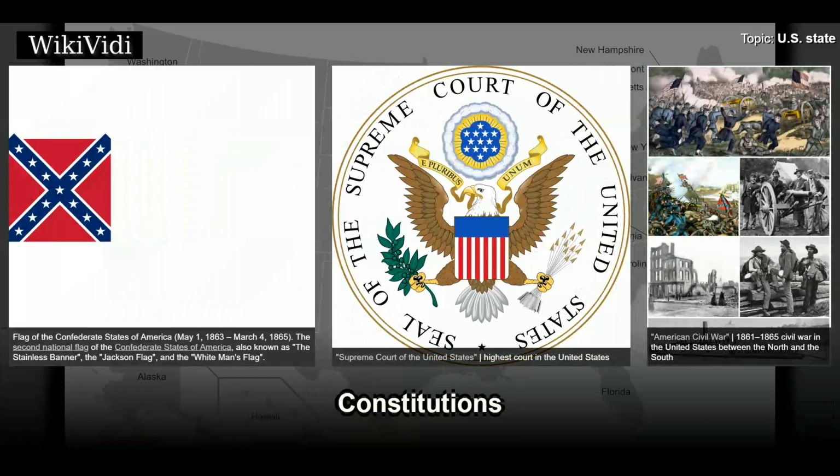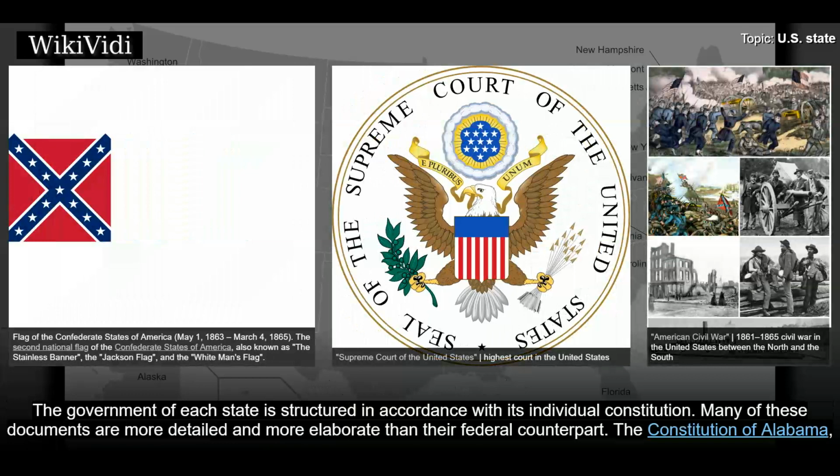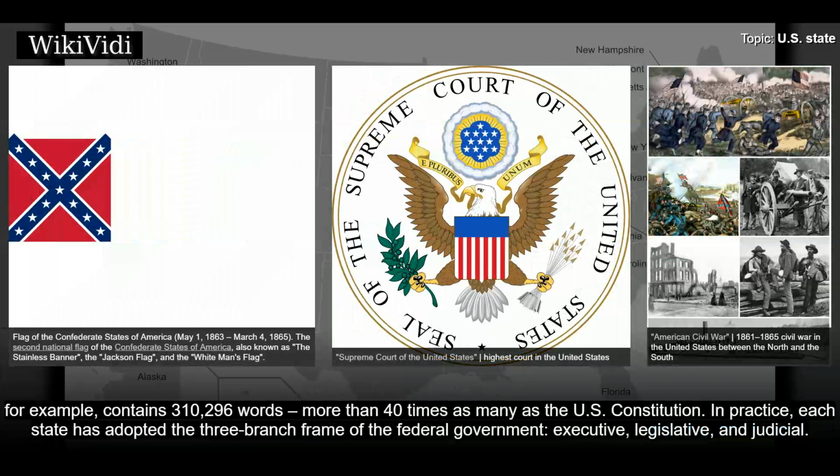Constitutions. The government of each state is structured in accordance with its individual constitution. Many of these documents are more detailed and more elaborate than their federal counterpart. The Constitution of Alabama, for example, contains 310,296 words, more than 40 times as many as the U.S. Constitution. In practice, each state has adopted the 3-branch frame of the federal government: executive, legislative, and judicial.